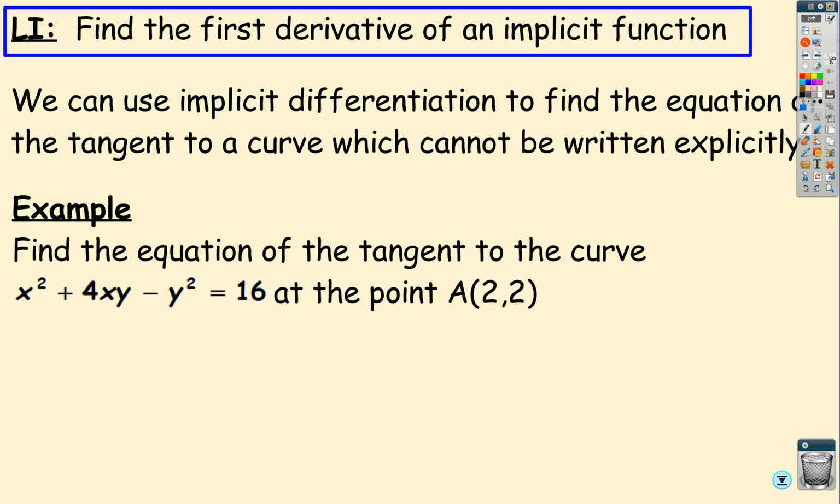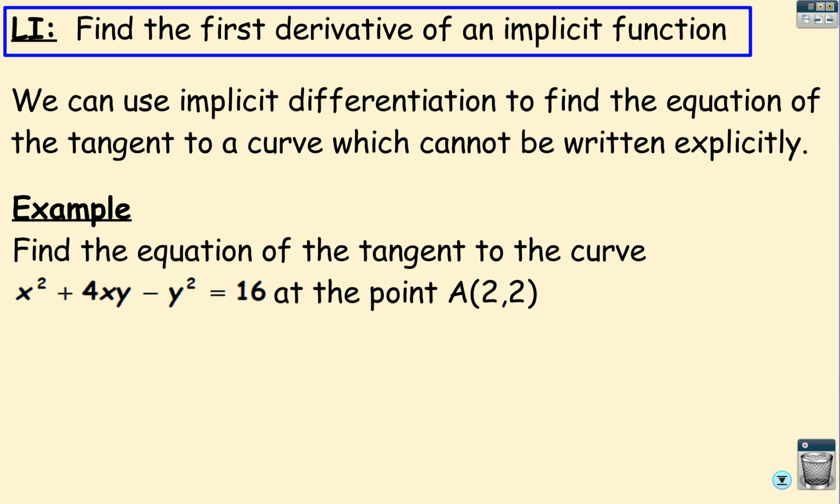Last example, let's have a look. We can obviously use implicit differentiation to find the equation of a tangent to a curve, which cannot be written explicitly. So you would usually find the equation of a tangent to a curve at Higher by finding the derivative of the curve. That gives you a function for the gradient. The x coordinate goes in, you calculate the gradient at the given value of x, and you would maybe have to work out the y coordinate and then plug it all into the straight line equation. We're going to do that exact same process as you had for Higher with this, but the technique for differentiation is going to involve implicit differentiation, because that equation there is written implicitly.